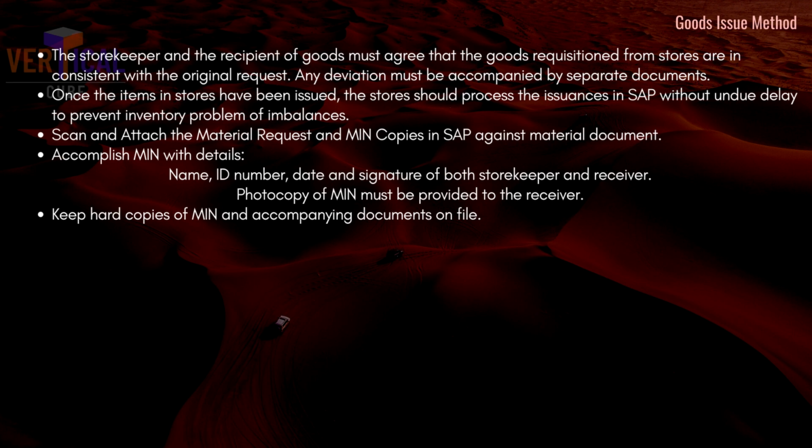1.13 Scan and attach the material request and MIN copies in SAP against the material document. 1.14 Accomplish MIN with details: name, ID number, date and signature of both storekeeper and receiver. Photocopy of MIN must be provided to the receiver. 1.15 Keep hard copies of MIN and accompanying documents on file.